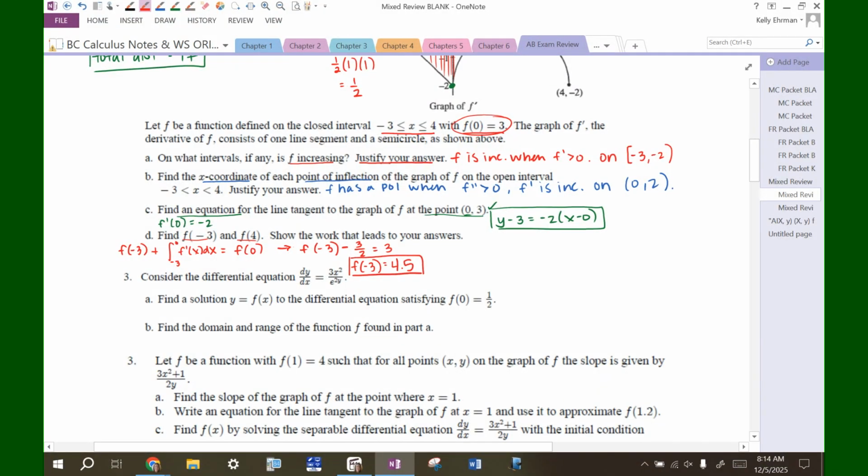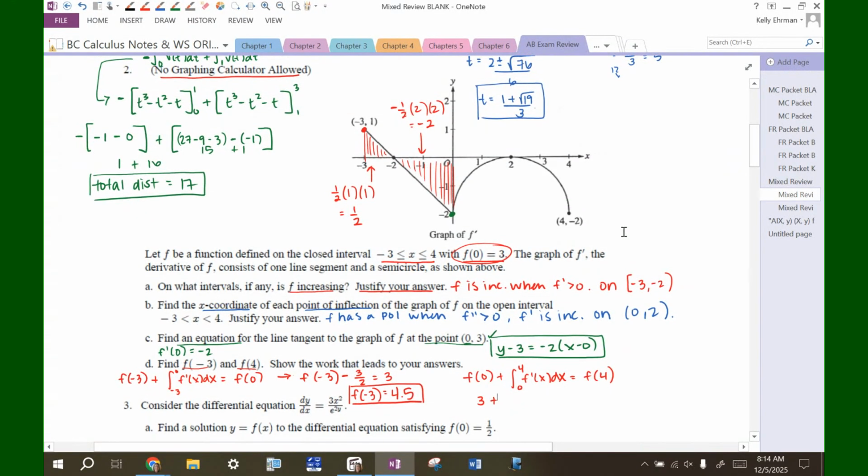I'm also supposed to find f of 4. So I'm going to start over again. Comparing f of 4 to f of 0. F of 0 is on the left. So you would do f of 0 plus the integral from 0 to 4 of f prime of x dx. That would equal f of 4. F of 0 is 3 plus, let's take a look at this area now.